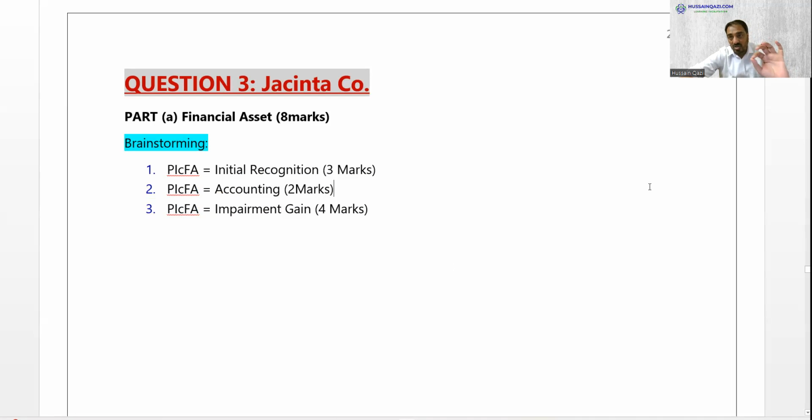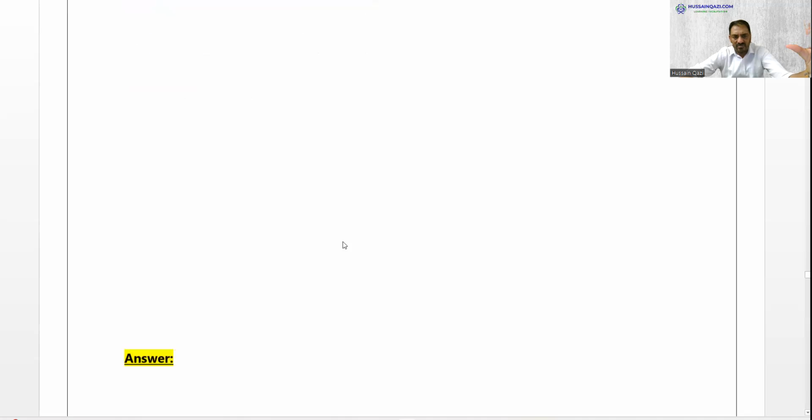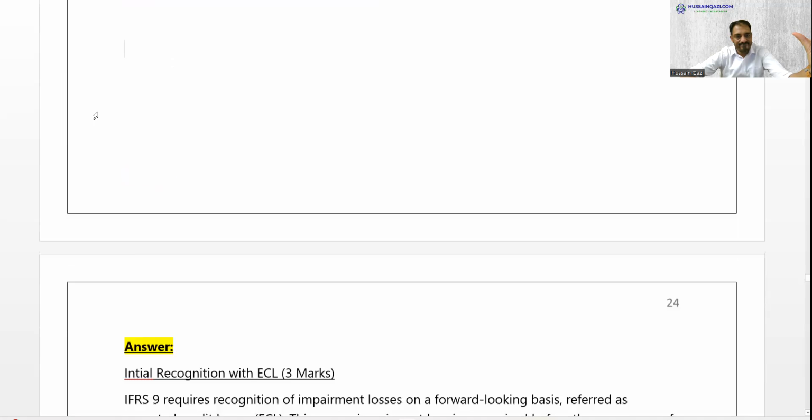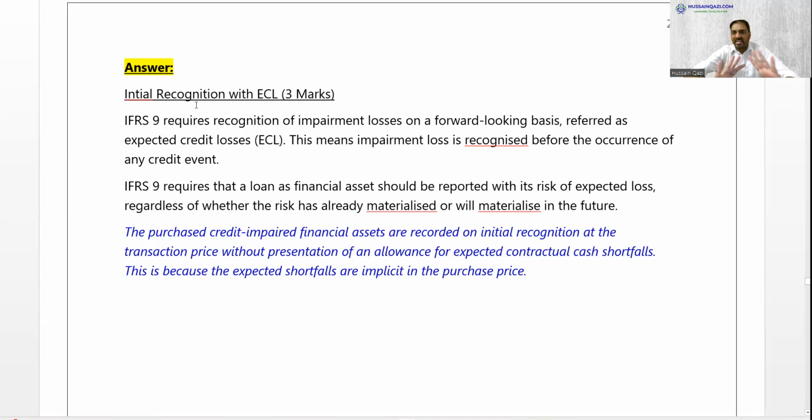Always plan your question first. Identify these key points and commit it with the point. Make a heading, for example, make a heading about initial recognition. Variables, basic. Number one, IFRS 9 requires recognition of financial asset on a forward-looking basis, referred as ECL.